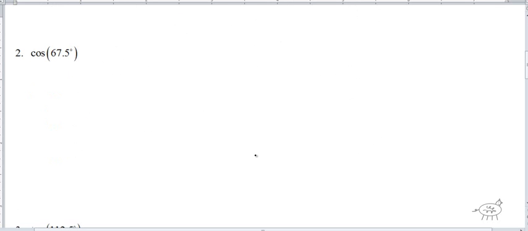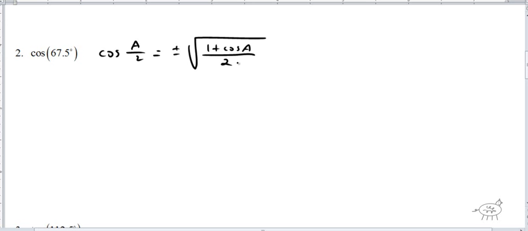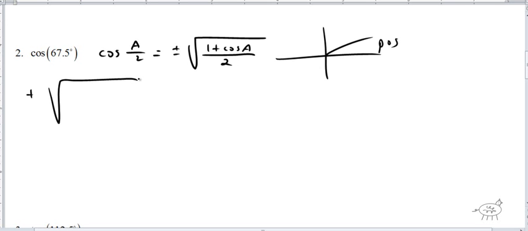On to the next one. Again, super obvious. It's cosine of a double angle. So we have cosine of a over 2 is plus or minus the square root of 1 plus cosine of a over 2. And again, 67.5 is over here, and so cosine's positive here. So it's positive the square root of, and remember it's cosine of a over 2, so you double that and you get 135 over 2. So it's plus radical 1 plus cosine of 135 over 2.